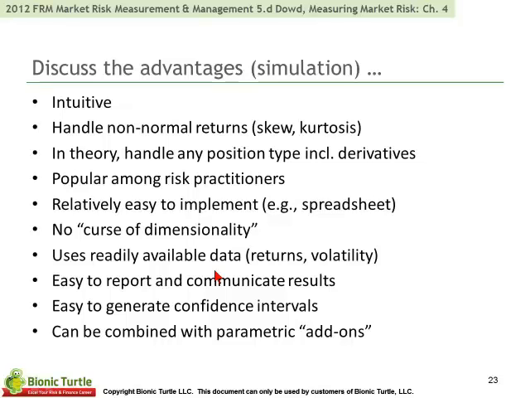And then we have some summary advantages and disadvantages, that is, advantages of the historical simulation and some of its non-parametric flavors that we just looked at, like volatility adjusted. It's intuitive. It handles non-normal returns, skew or kurtosis. In theory, it handles any position type, including derivatives. Popular among risk practitioners, relatively easy to implement, no curse of dimensionality, uses readily available data, easy to report and communicate the results, easy to generate confidence intervals, and it can be combined with parametric add-ons. So historical simulation is not mutually exclusive with parametric approaches.